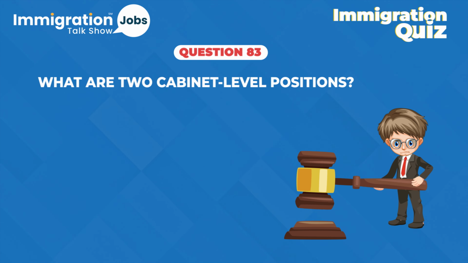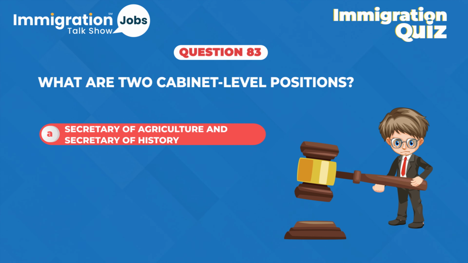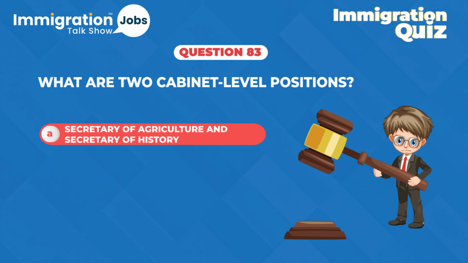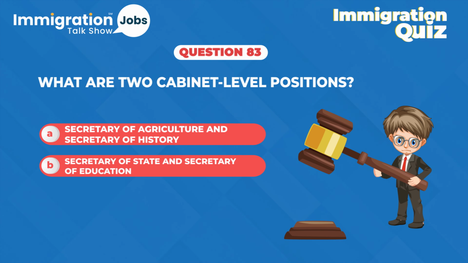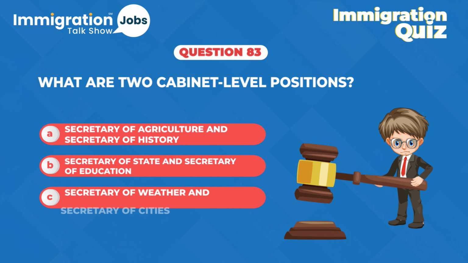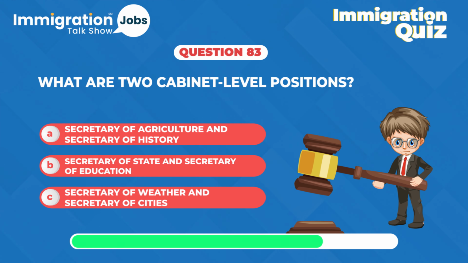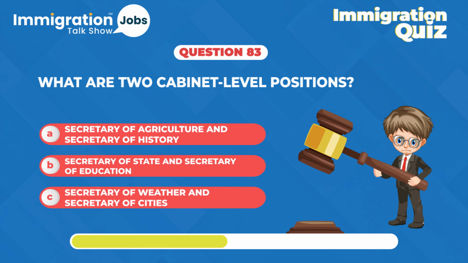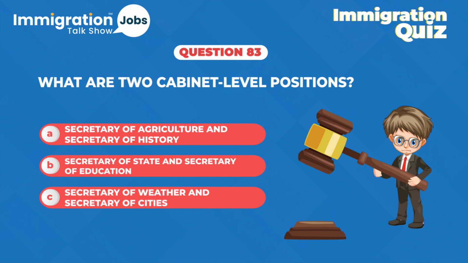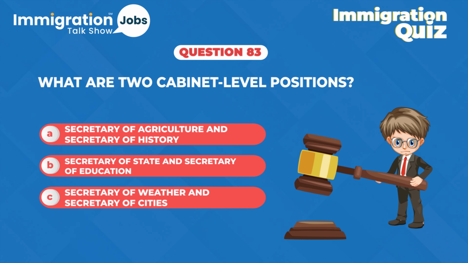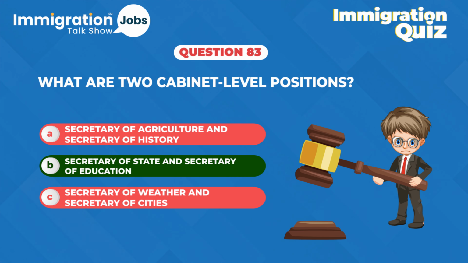What are the two cabinet level positions? Option A, Secretary of Agriculture and Secretary of History. Option B, Secretary of State and Secretary of Education. Or option C, Secretary of Weather and Secretary of Cities. And the correct answer is option B, Secretary of State and Secretary of Education.